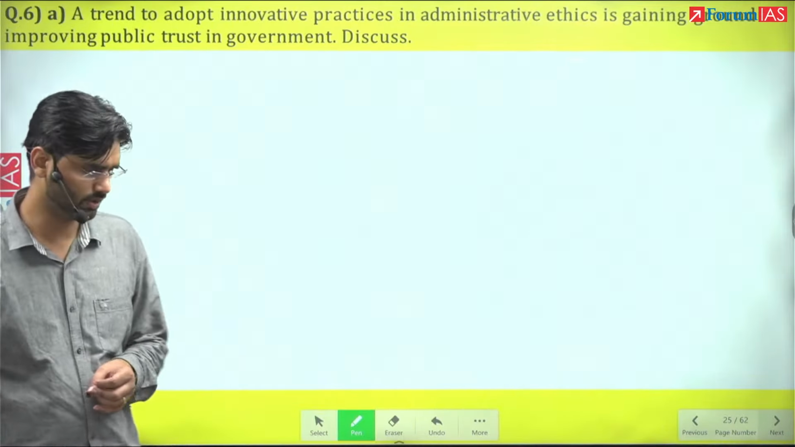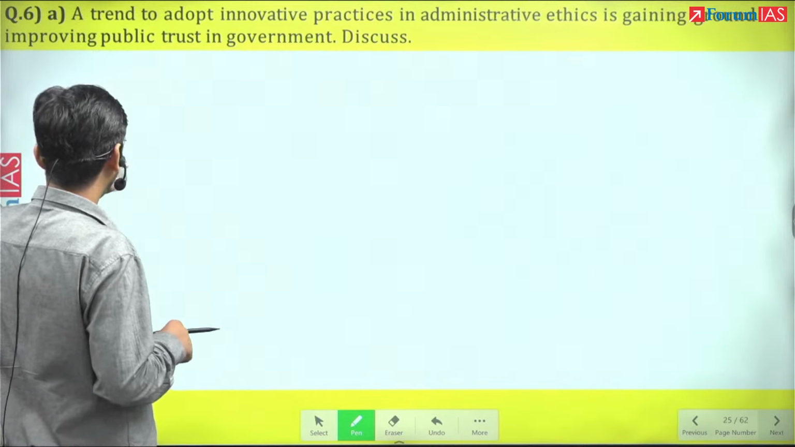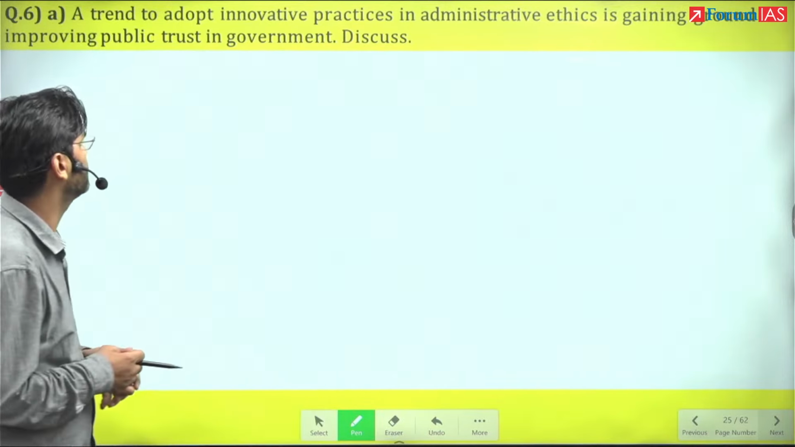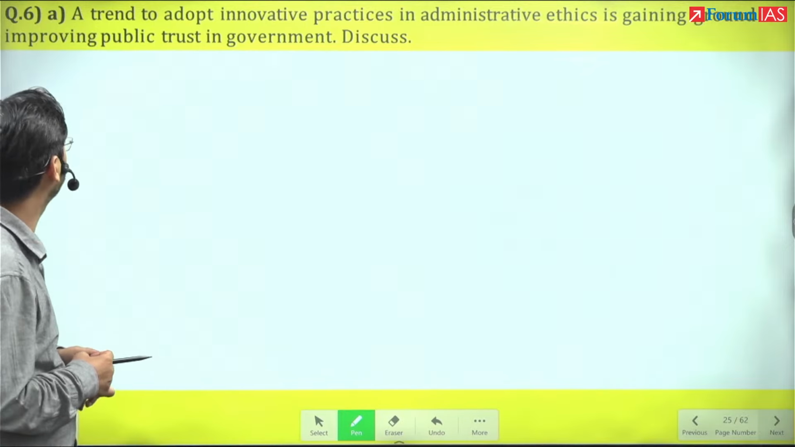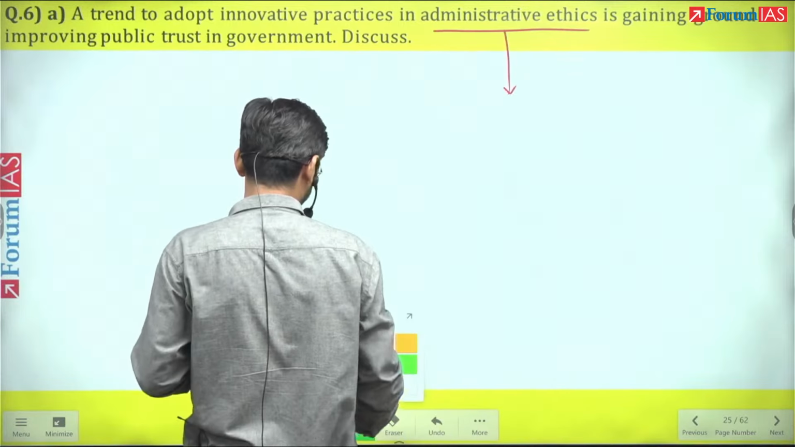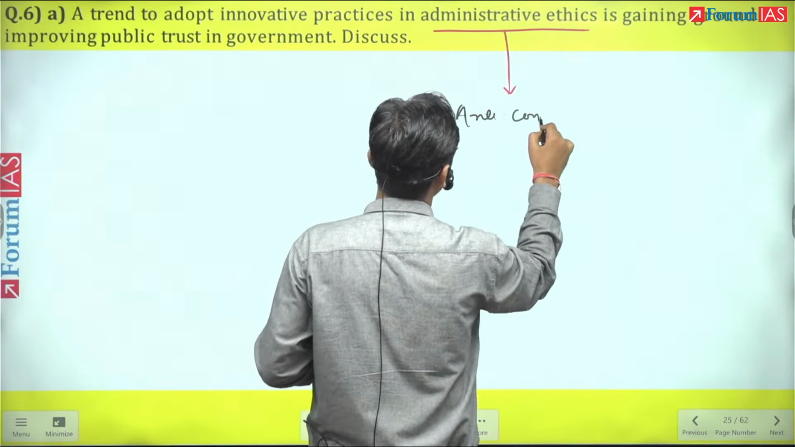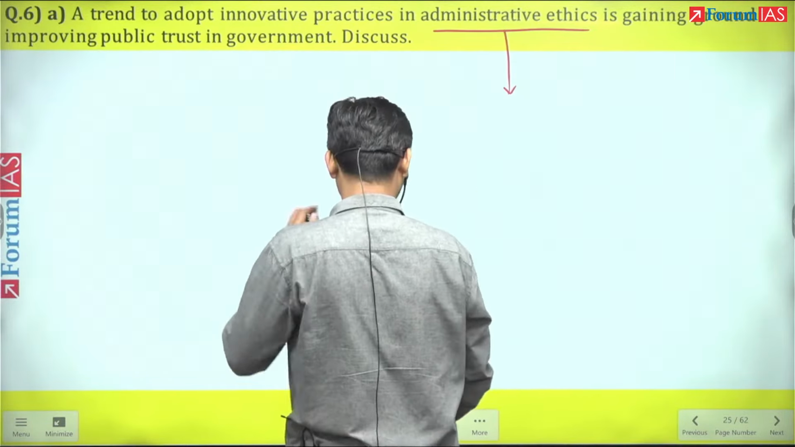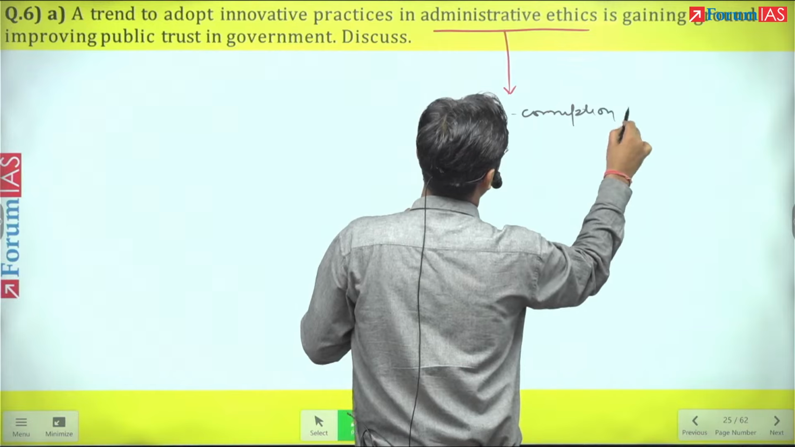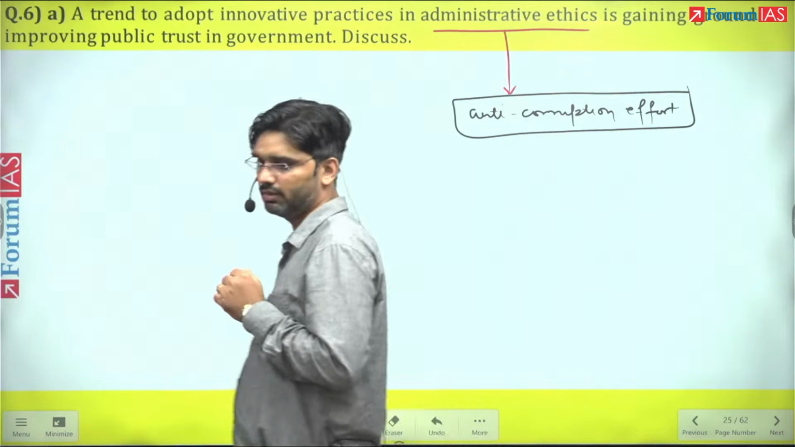Come to question number 6a. Question 5 also seems easy. A trend to adopt innovative practices in administrative ethics is gaining ground for improving public trust in government. Discuss. See, in our country, administrative ethics is often thought of as an anti-corruption effort. Not more than this.